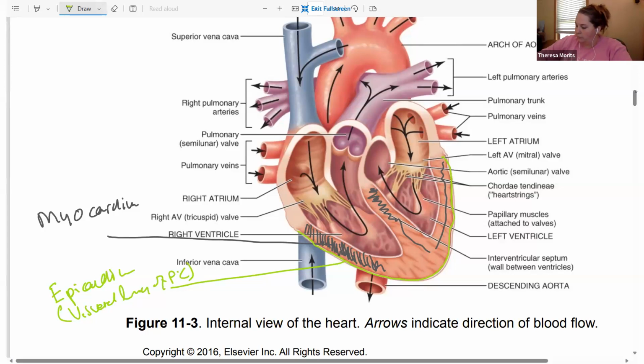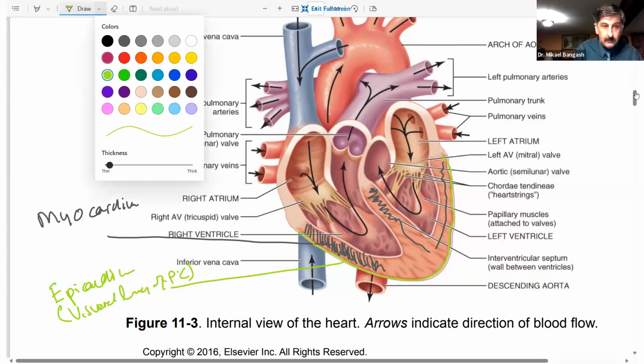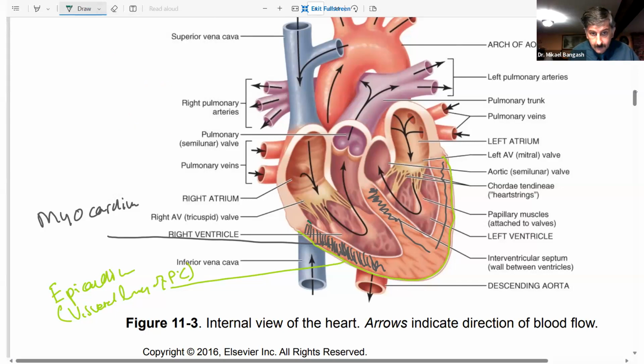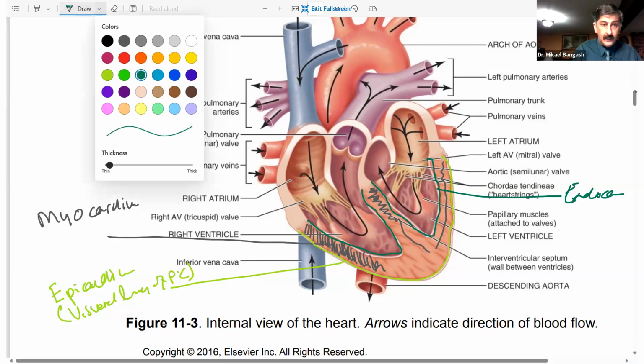Good. Whereas if you just look closer now, on the inside here, you find this membrane here. And what is that going to be? That is going to be the endocardium. Clear?